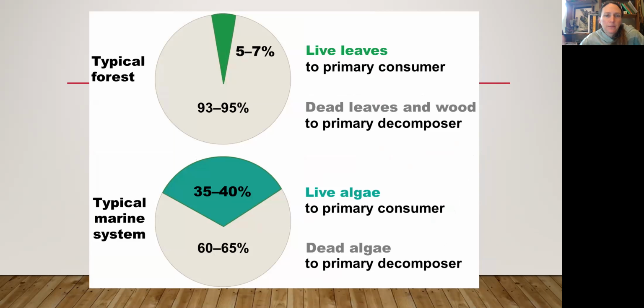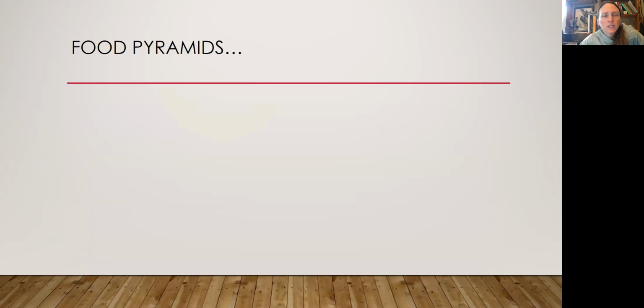Okay, so for example, this is partly why marine systems are more complicated: in a typical forest, you have live leaves and only about 5 to 7% of the live leaves go to a primary consumer. And then most of the leaves enter the detrital or the decomposer food web, and about 93 to 95% end up feeding decomposer food webs. Now that's different in a typical marine system where live algae tend to support more like 35 to 40% of the primary consumers, and the dead algae tend to support less, but still a majority go to primary decomposers. So this is one of the slight differences between forests and oceans. And we'll talk about others too.